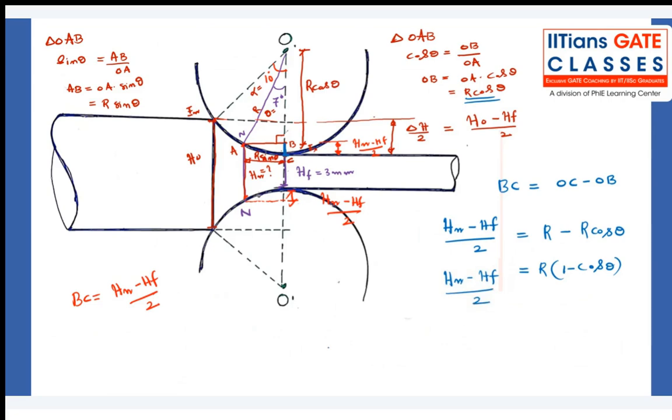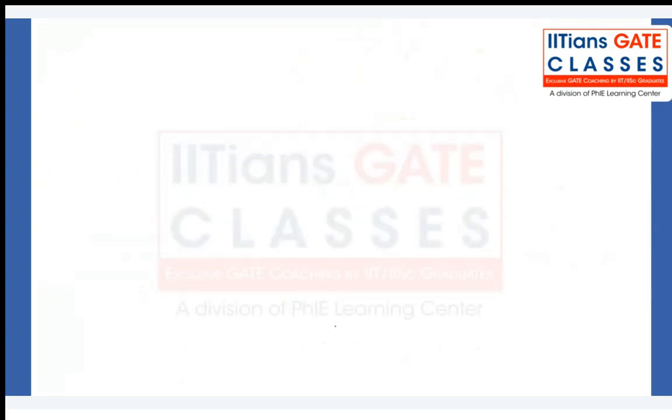Now let us simplify this. I require Hn. I can write Hn minus HF is equal to 2R into (1 minus cos theta). Clear? Now I require Hn, so I can write Hn is equal to HF plus 2R into (1 minus cos theta).